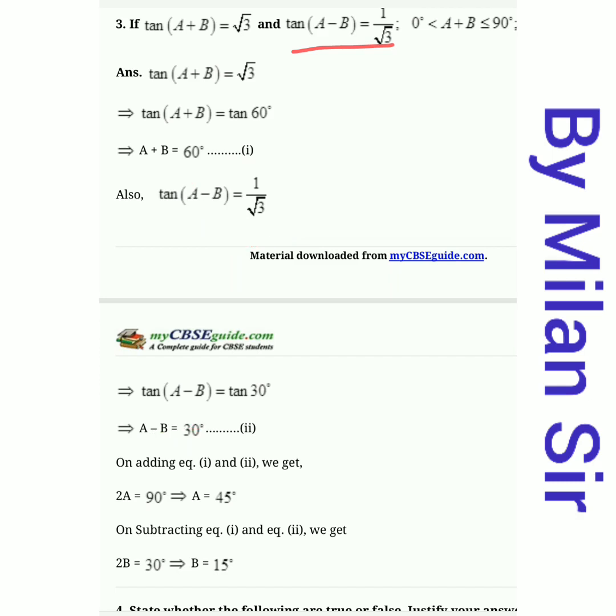Otherwise, we can write like this. In place of 1 upon under root 3, we can write tan 30. Then by equating the angles, a minus b is equal to 30. Both ways we can use. Now, give equation number 1 to a plus b is equal to 60, and give equation number 2 to a minus b is equal to 30.